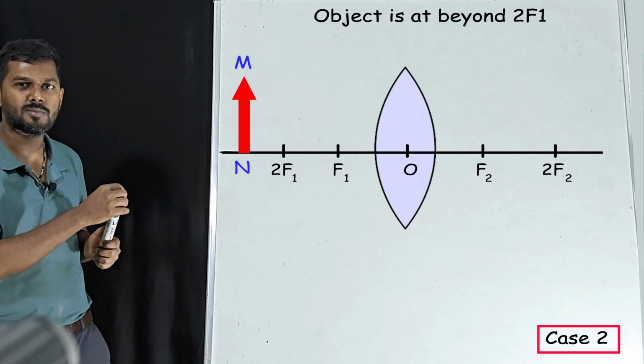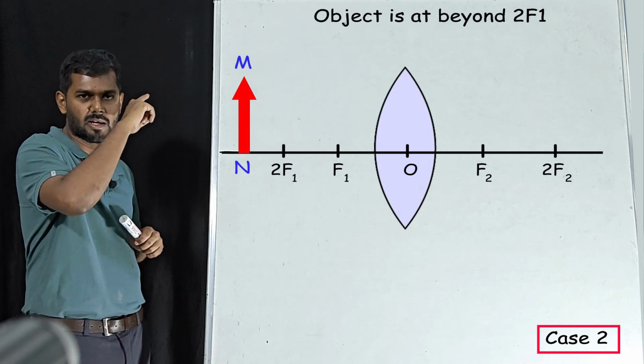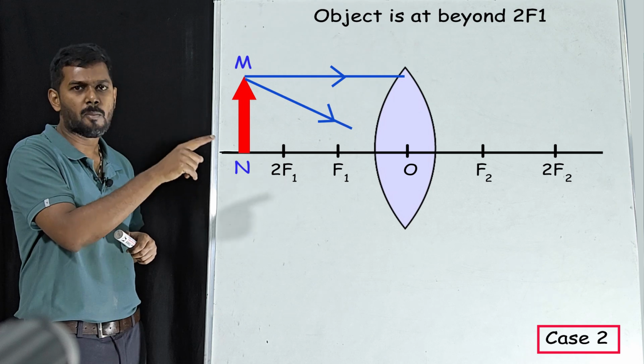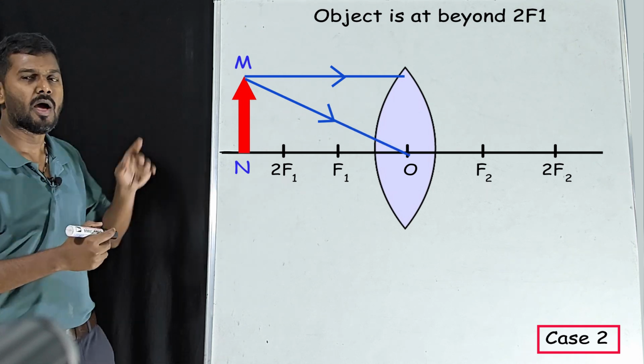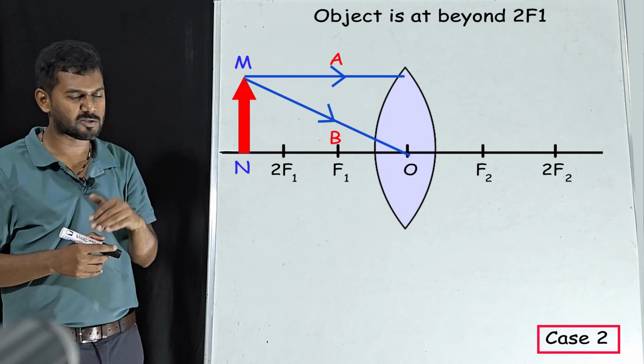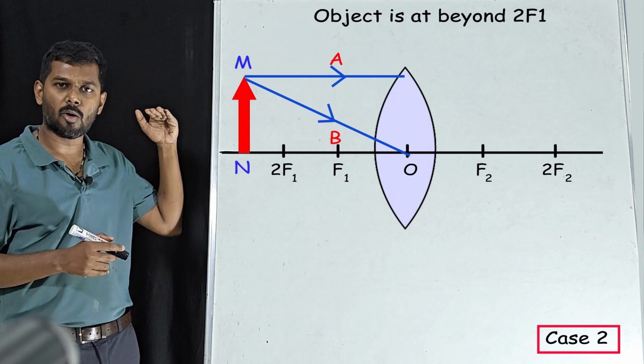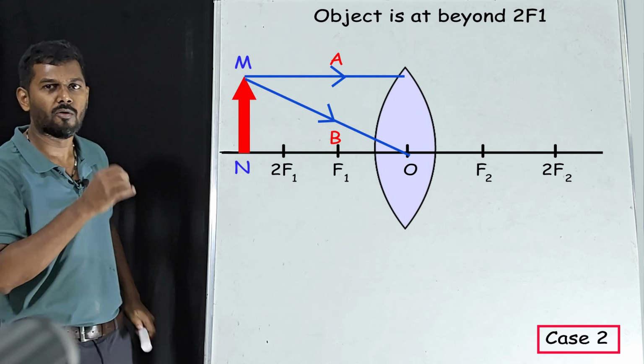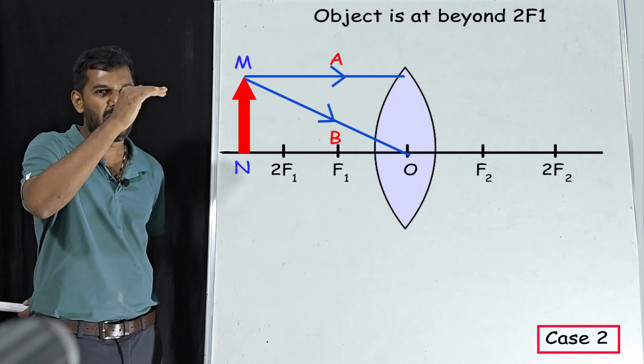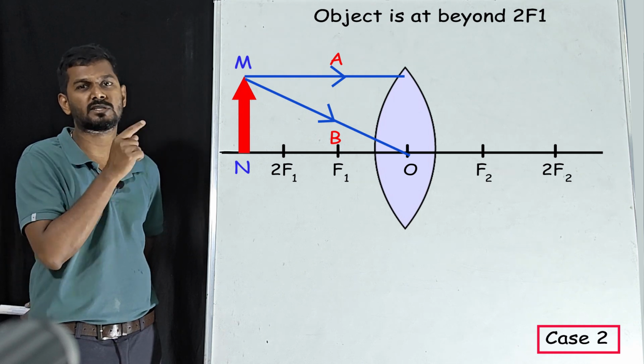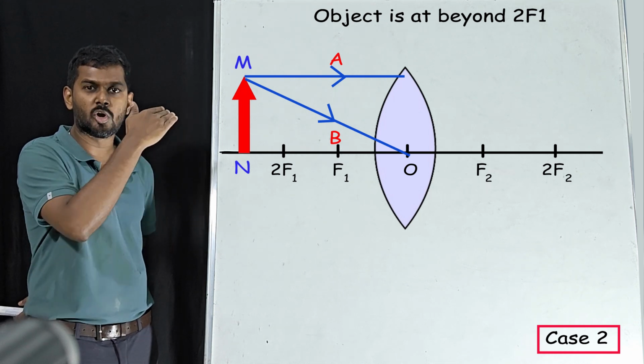Correct? So from the object you can take any two rays, one parallel to the principal axis, one ray passing through the optic center. Now ray A is parallel to the principal axis, ray B is passing through the optic center. Now we'll talk about ray A. If it is parallel to the principal axis, what happens? This is a convex lens and it tries to converge.